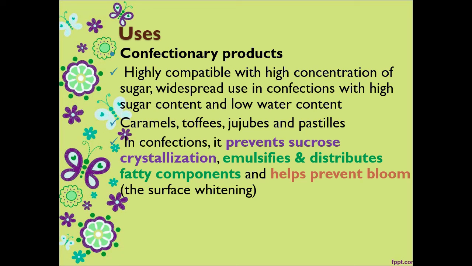So in confection, the gum arabic prevents sucrose crystallization. It also emulsifies and distributes fatty components of food products, and also helps in preventing bloom formation or surface whitening. So what does it mean by surface whitening? I can give you a simple example. When you buy chocolate, have you ever encountered chocolate with white solid on the surface of the chocolate? That is actually surface whitening formation.